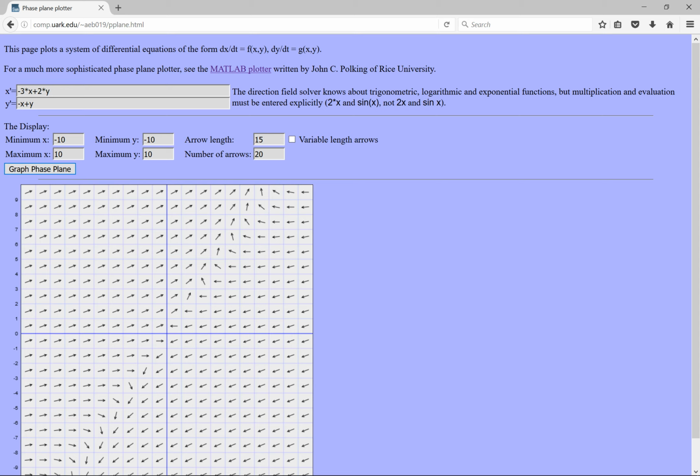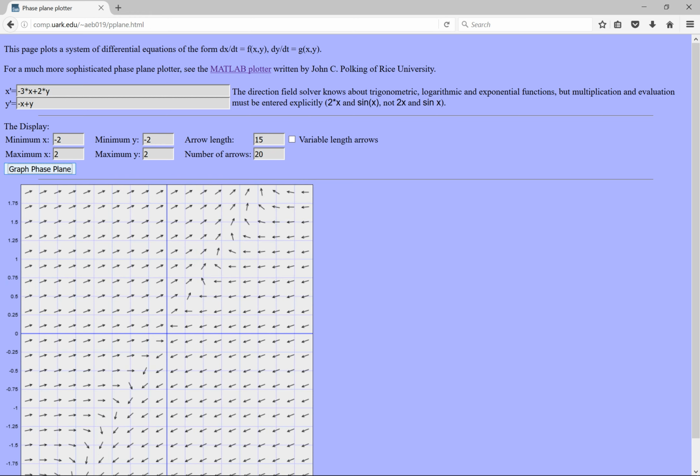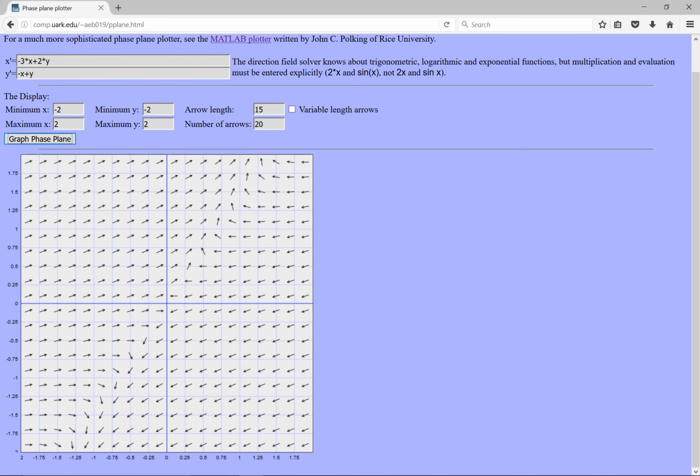Interesting. I wonder if I zoomed in a little tighter actually on 0, 0, say negative 2, 2. Oops. Come on, graph it, piece of garbage. Why are you doing this to me? Why do you hate me?